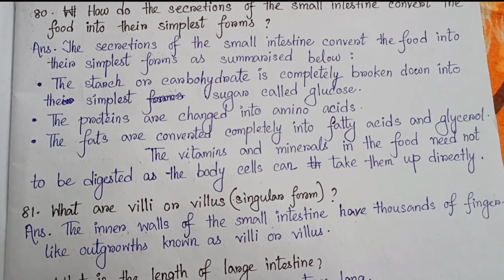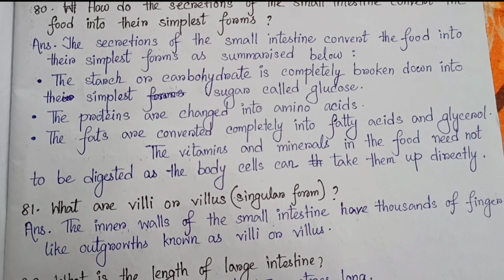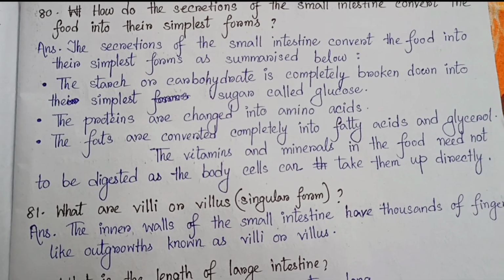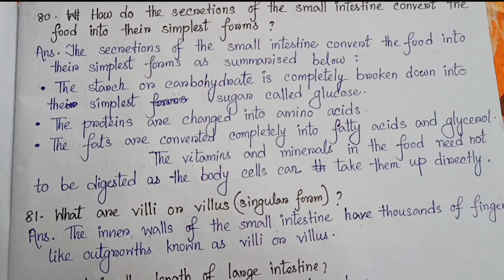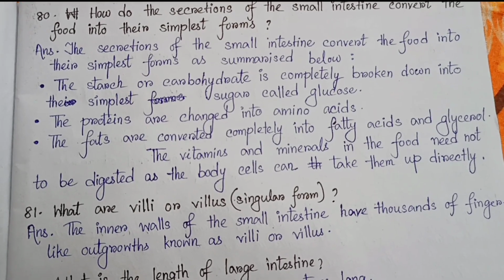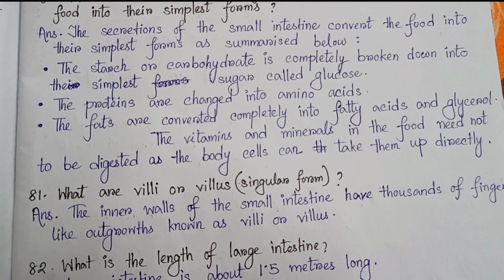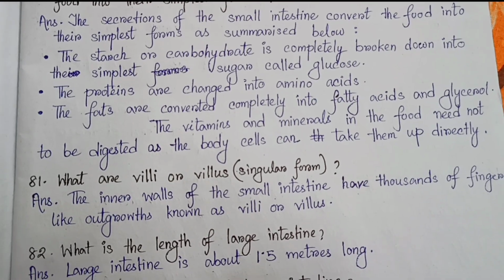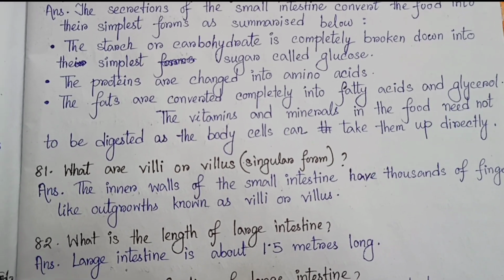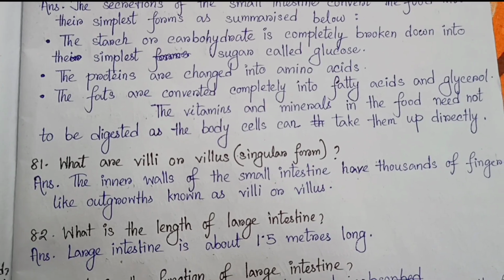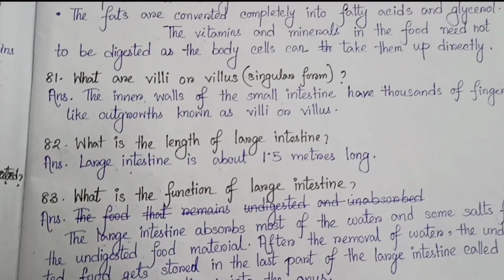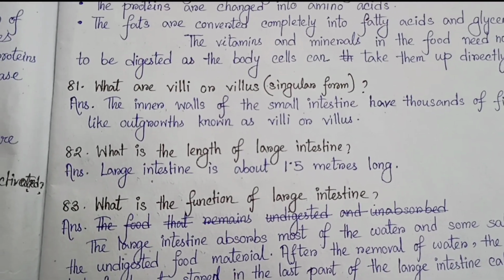The starch or carbohydrate is completely broken down into the simplest sugar called glucose. The proteins are changed into amino acids. The fats are converted completely into fatty acids and glycerol. The vitamins and minerals in the food need not be digested as the body cells can take them up directly.